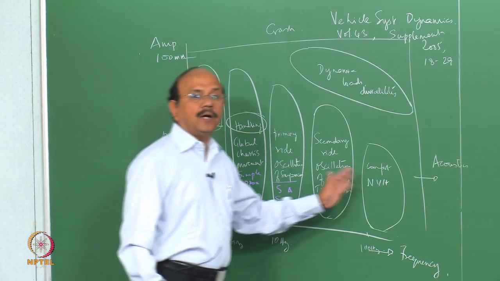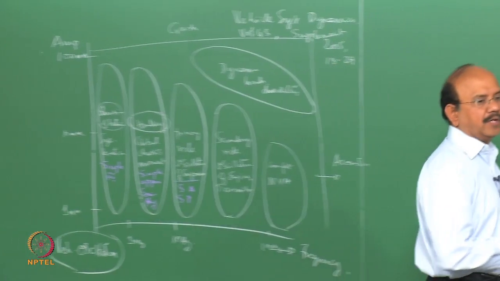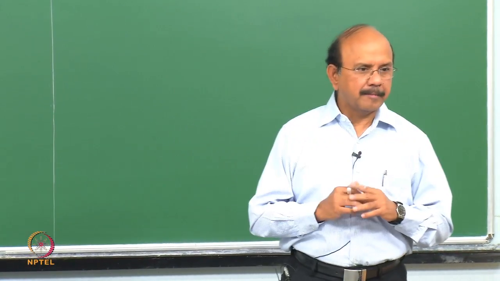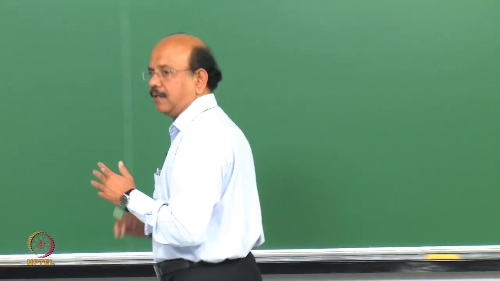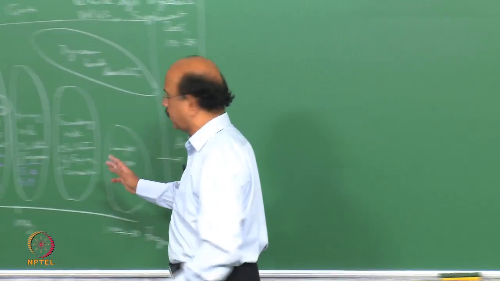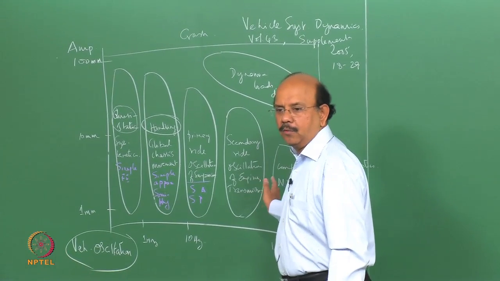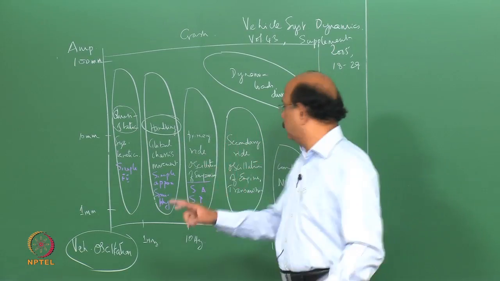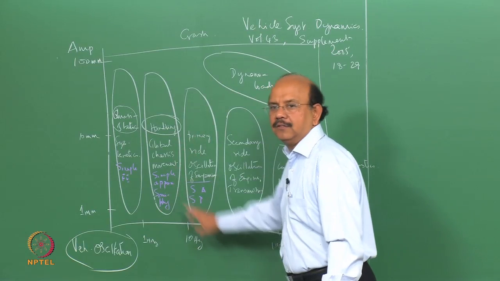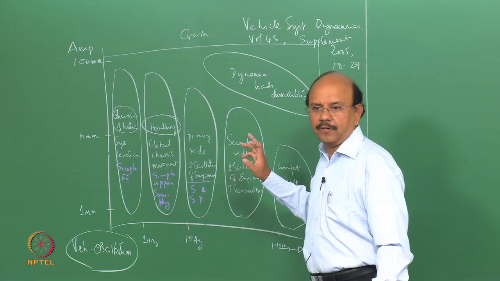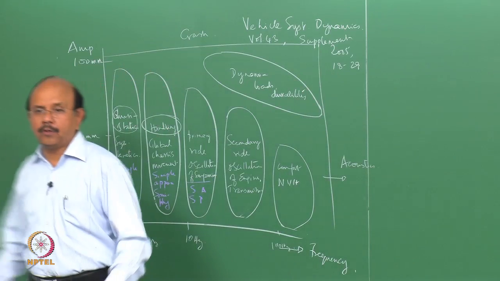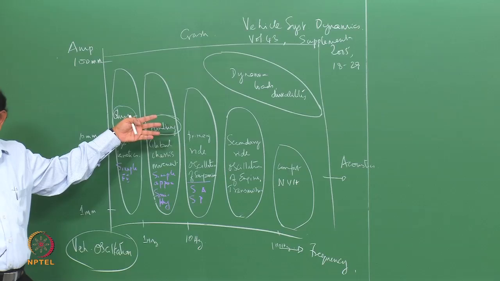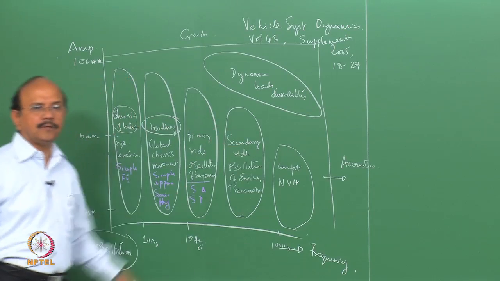Then comes harshness, what we loosely call NVH, that's comfort, at a much higher frequency. So if you look at the total ride, how comfortable I am in the vehicle, it actually covers the whole thing. You can also see that as I go up the frequencies, the amplitude comes down, a very well known case. The amplitude comes down.